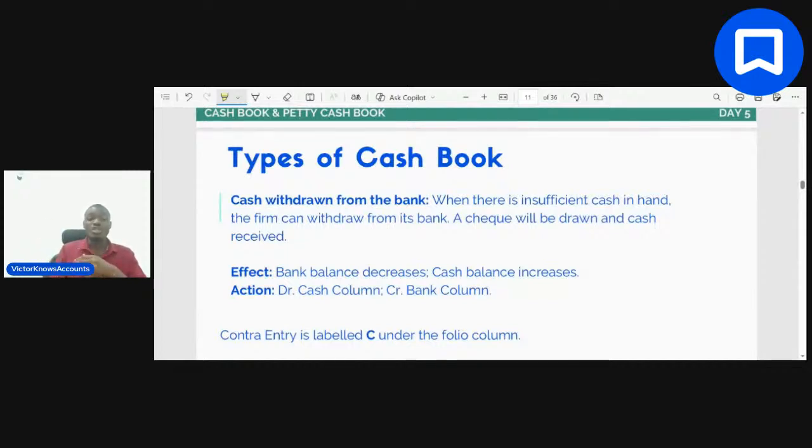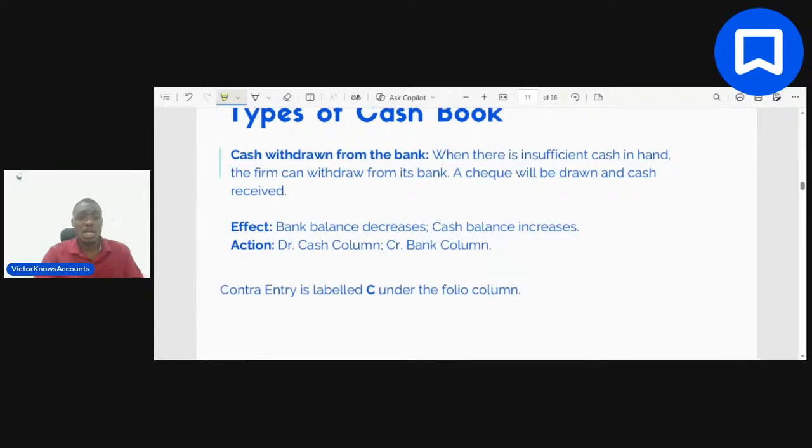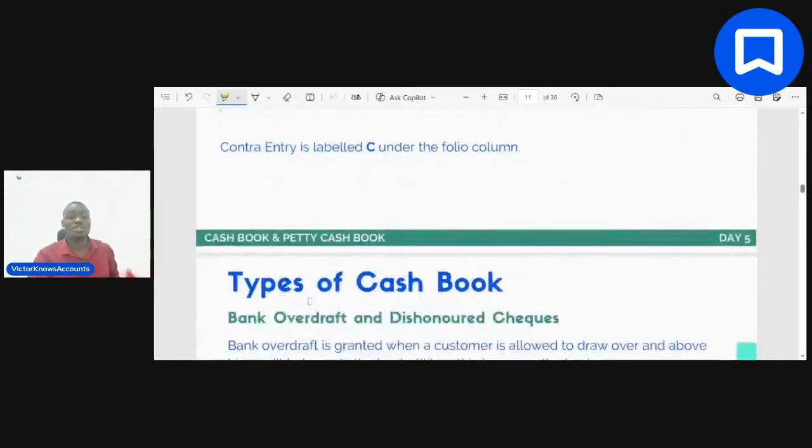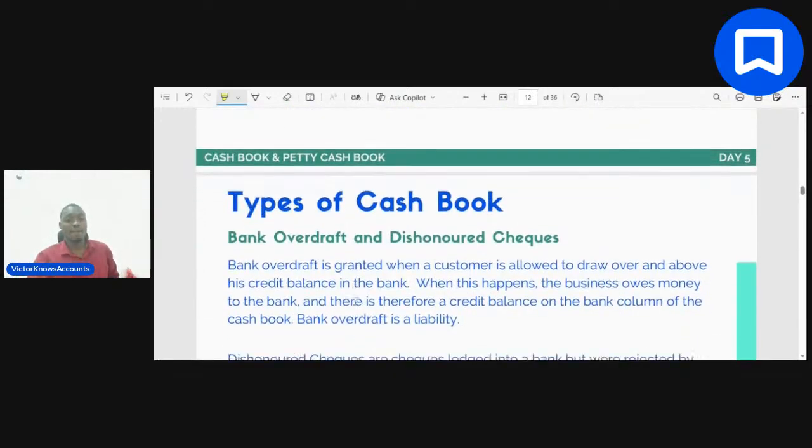So what's the action? You have to debit the cash column because now the cash is the receiver, but the bank column is what? Is the giver. So you debit your receiver, the cash column, and you credit your giver, the bank column. And don't forget, your contra entry is always labeled C under the folio column. That is when you debit your cash and credit bank, or you debit bank and credit cash, on the two sides under folio, both debit and credit side, you have to include C, to show that a contra entry has occurred here.